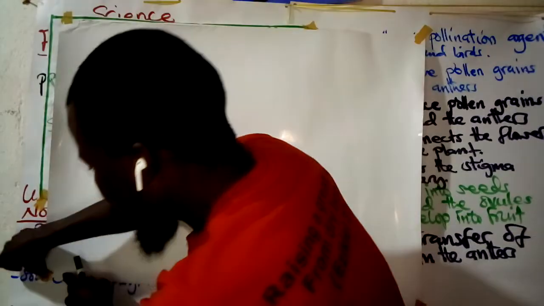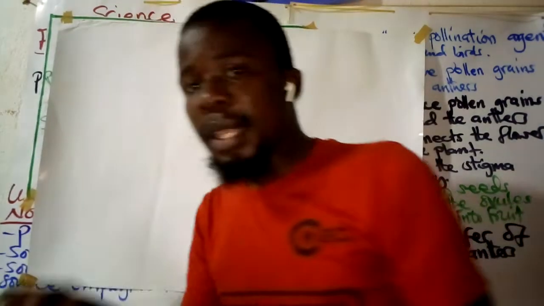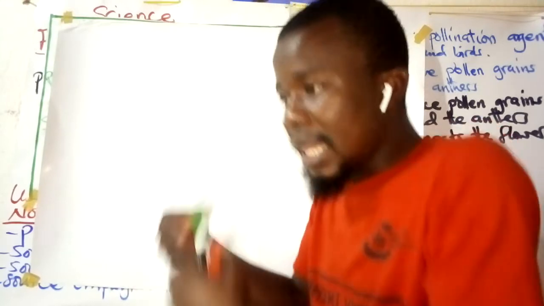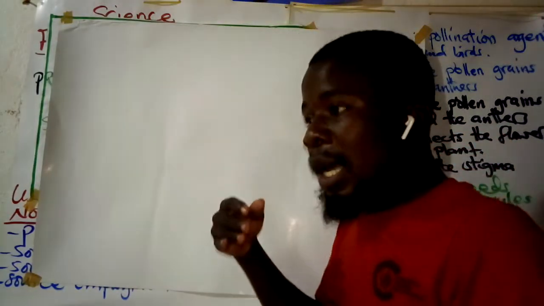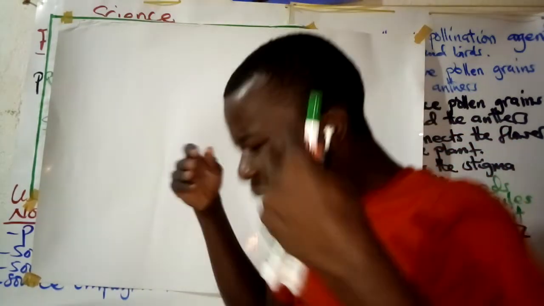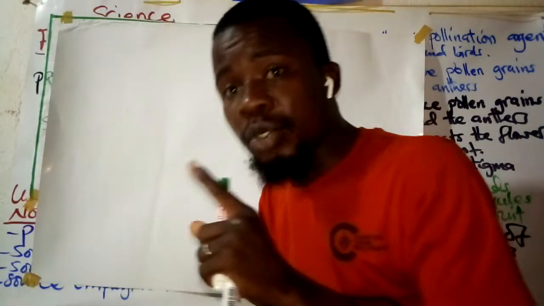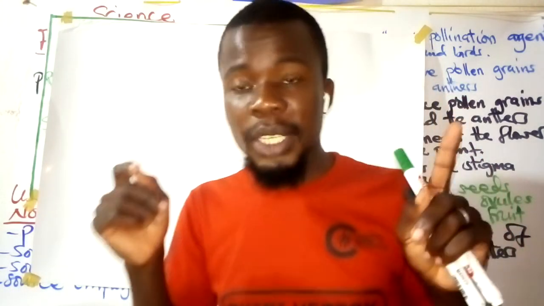Now, I was saying, when we talk of pollination, cross-pollination means the transfer of pollen grains from the anthers of a flower to the stigma of another flower on a different tree, but of the same species. Okay?